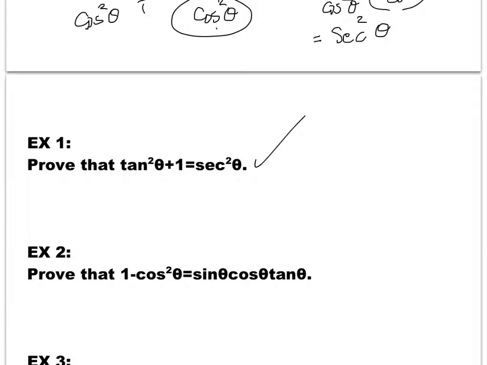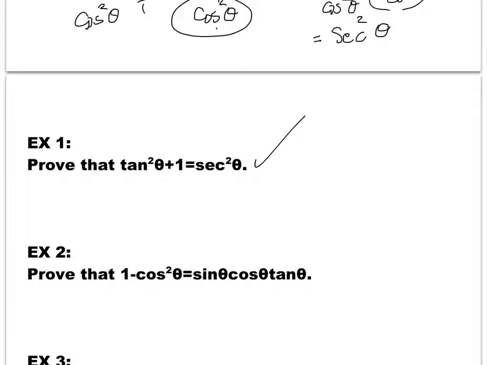Now, the next example is to prove that 1 minus cos squared theta is sine theta, cos theta, tan theta. Again, it's your decision which side you want to simplify. Which one is more complicated? Is it left or is it right? You decide. So which one do you decide? Right, excellent. I would pick the right too, because I have so many functions here, sine, cos, and tan, and I can simplify some of them. So go ahead and simplify the right one.